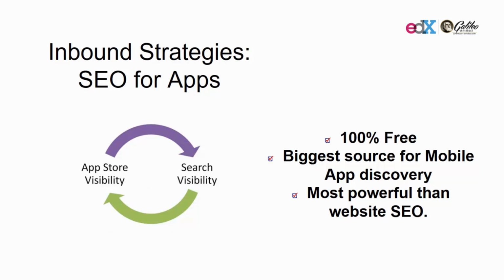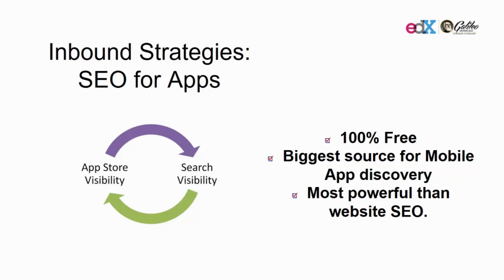Now on the other hand, of the inbound strategies, you have SEO for apps. This is 100% free. We have a special video for this. This is the biggest source for mobile app discovery. You are going to see this data in the next video, I think. It is the biggest source. It's like email marketing is the channel that gives the most sales online.